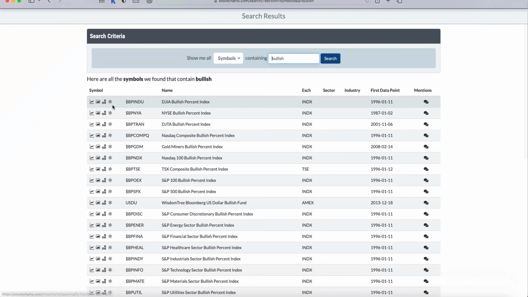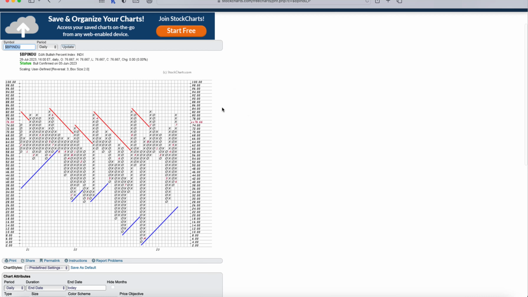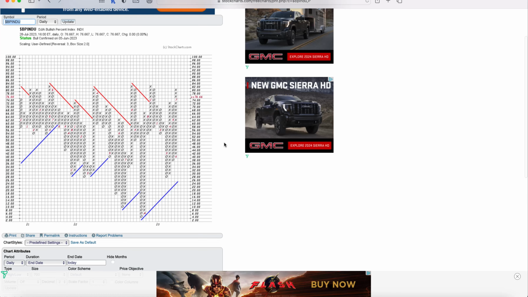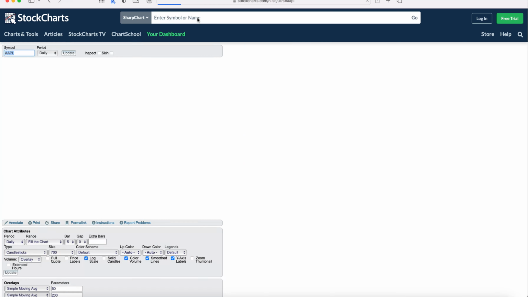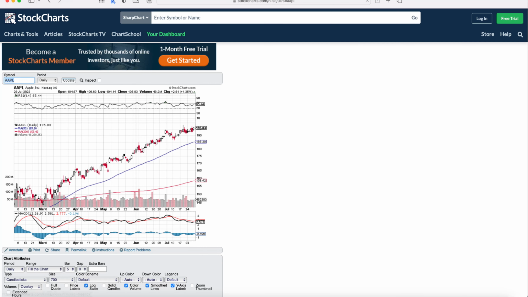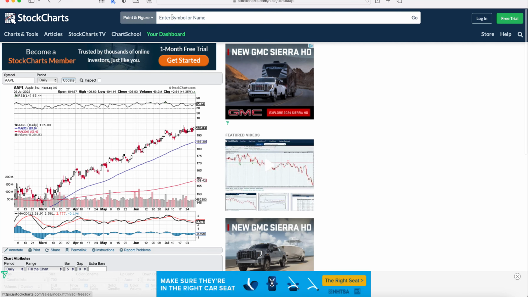And just a little refresher for bullish percent indexes. This is a point and figure chart, and it's just another way of looking at how prices move. This happens to be measuring because it's a bullish percent index. Let's actually go in here and type in Apple. Let's go up here and type point and figure, and then type Apple.